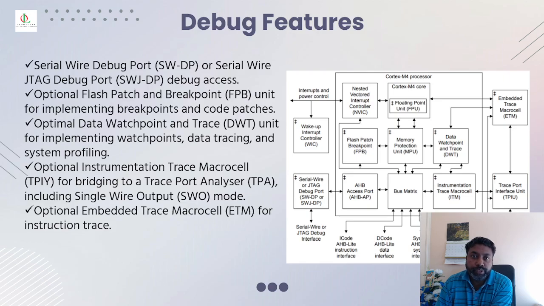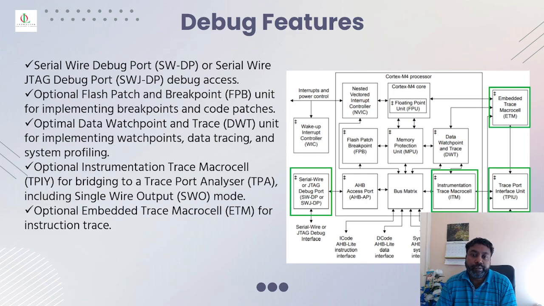Now let's move on to see the debug features. The debug features include the embedded trace macrocell. It has the serial wire or JTAG debug port. It has an instrumentation trace macrocell. It has the trace port interface unit, TPIU, where you can trace the program sequence. You can trace and see where the program is and how far along your debugging is. All these individual modules do their own functions, so it is nice to have all of this in one processor.